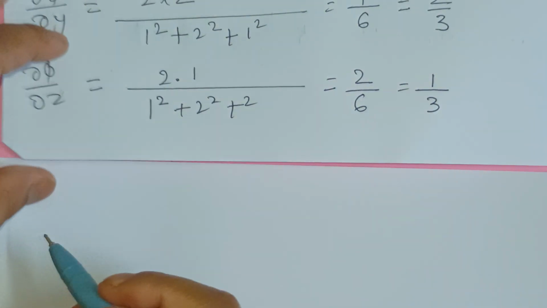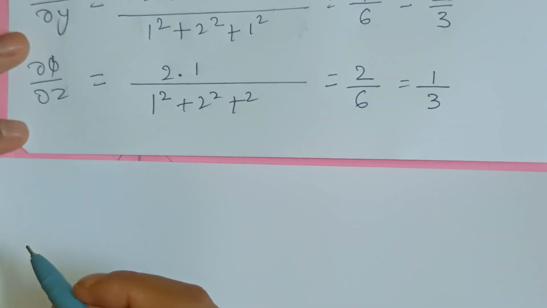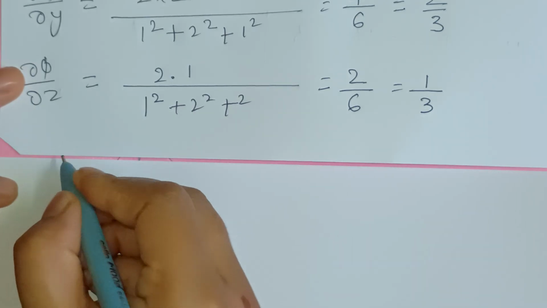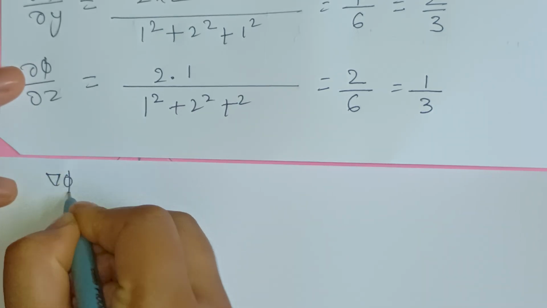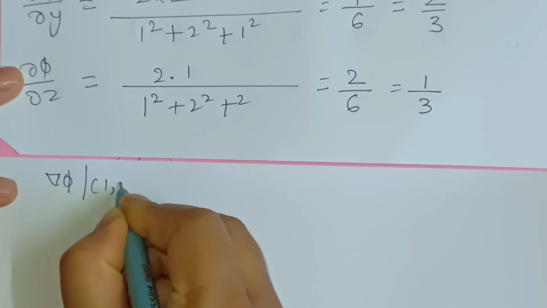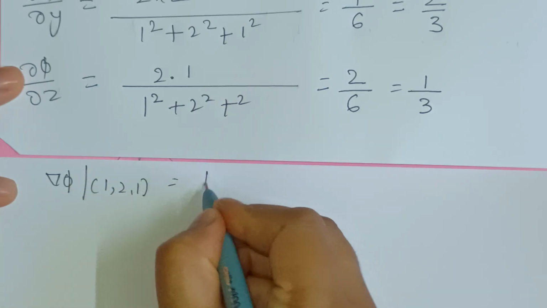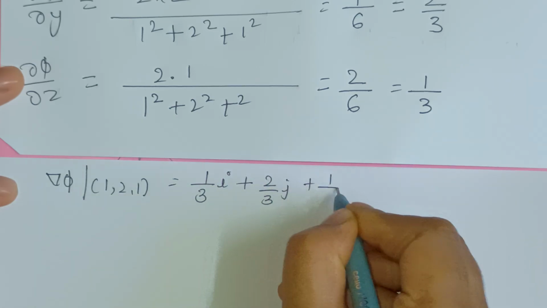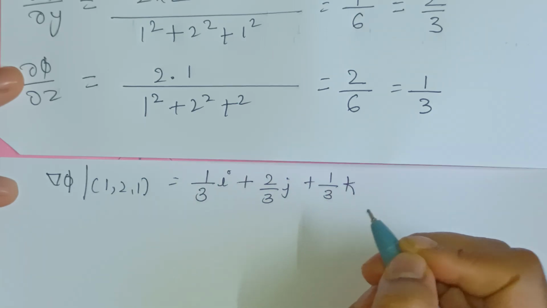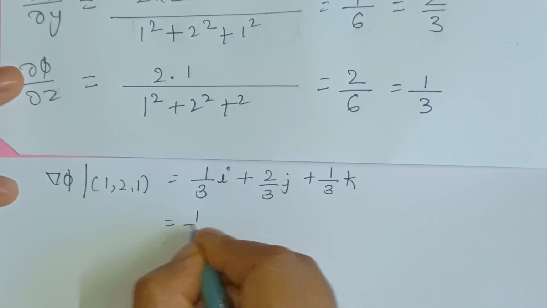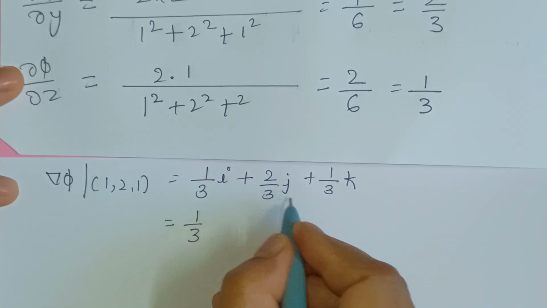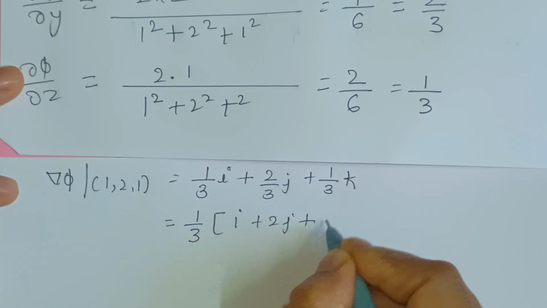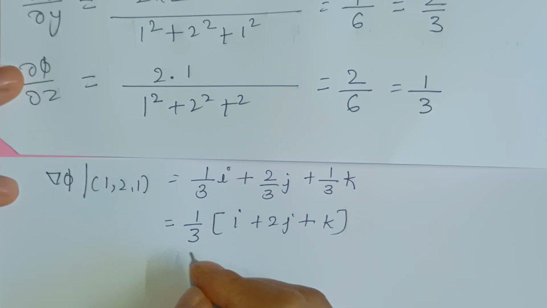Now that we have the exact values of dou phi by dou x, dou phi by dou y, and dou phi by dou z, I can write del phi at point 1, 2, 1 equals 1 by 3 i plus 2 by 3 j plus 1 by 3 k, right? Which equals 1 by 3 times i plus 2j plus k. I have taken 1 by 3 common here.